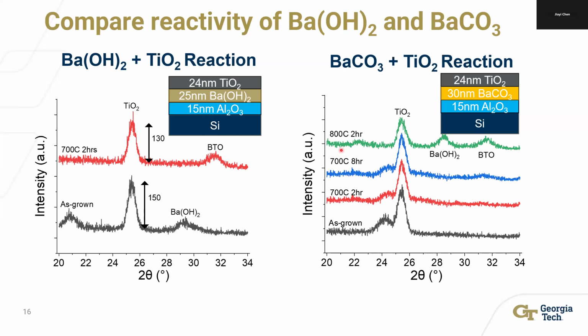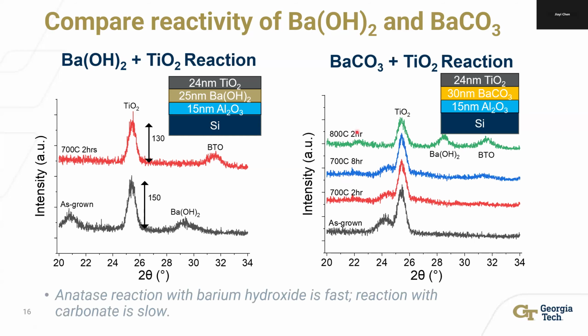Then we either extend the annealing time or increase the annealing temperature. So then we start to see some BTO formation and barium hydroxide formation at 800 degrees C. So we conclude that the anatase TiO2 reaction with barium hydroxide is more favorable, and the reaction with carbonate is thermodynamically less favorable.